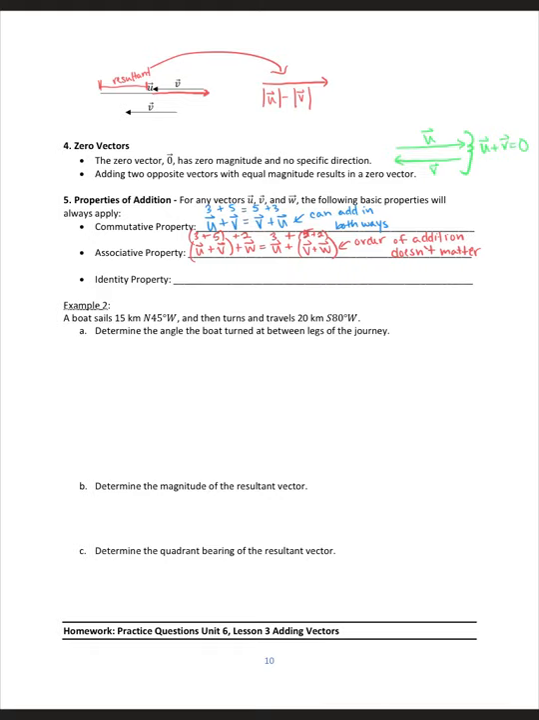Doesn't change anything. The last property that's true is what we call our identity property. And our identity property is that when you add 0 to anything, it keeps its identity. So if we do u plus 0, still going to equal u. So no change when adding 0.